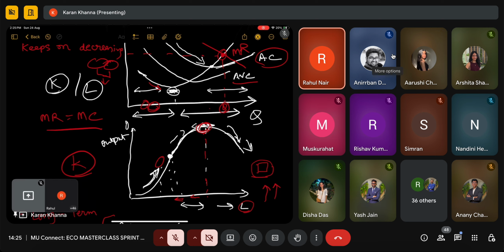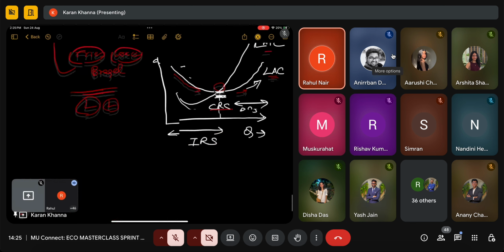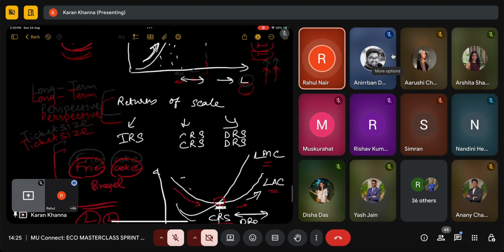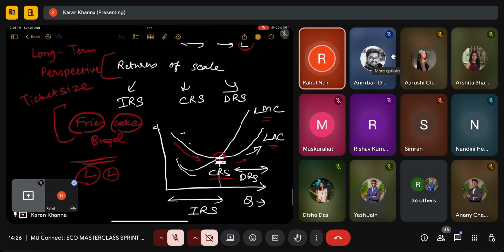Right. All right. Do you recall what ma'am had actually said on this? Because this is the only way in which we can apply economics to solve this particular question.